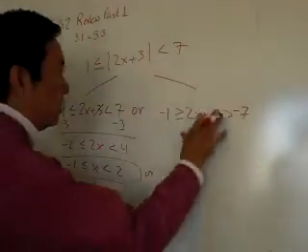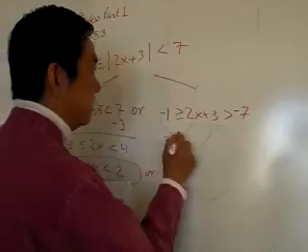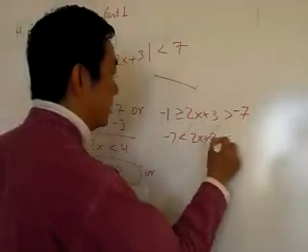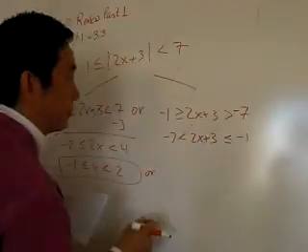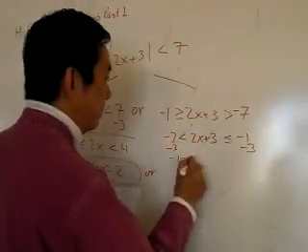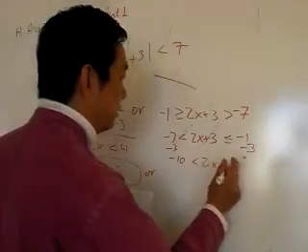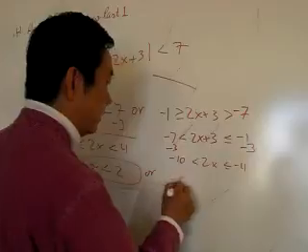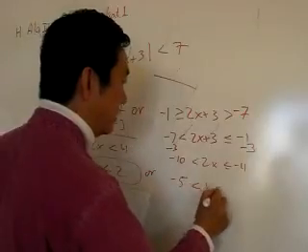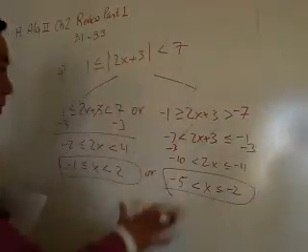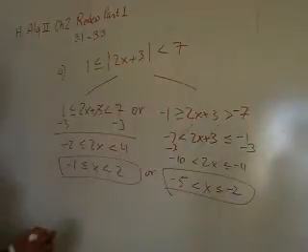Or, we're going to flip this first. Negative 7 is less than 2x plus 3, which is less than or equal to negative 1. Subtracting 3 to both sides, negative 10 is less than 2x, which is less than or equal to negative 4. Dividing by 2 to both sides, negative 5 is less than x, which is less than or equal to negative 2. That's your mathematical answer. Let's get our graphical answer for that.